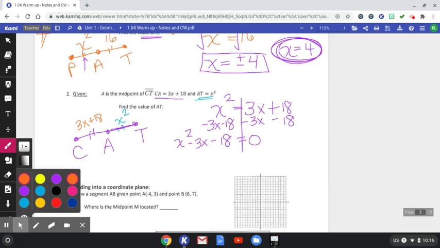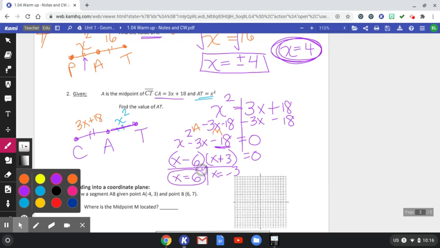So what multiplies to 18 and adds to 3 is going to be 6 and 3. So in your double bubble, you have x minus 6, x plus 3. So negative 6 times positive 3 multiplies to make negative 18. Negative 6 plus 3 is negative 3. So here x equals 6 is one answer. x equals negative 3 is the other.